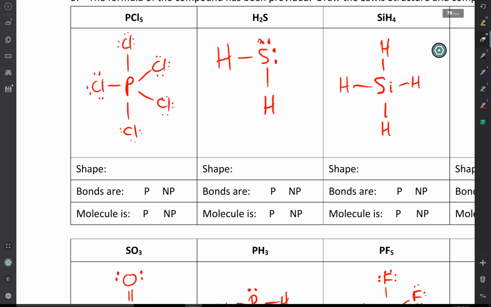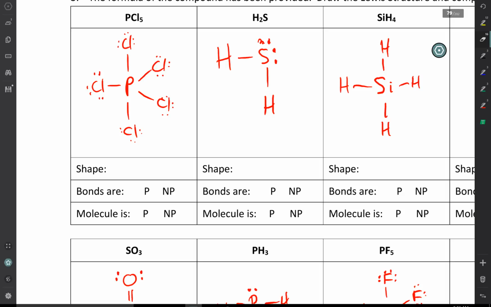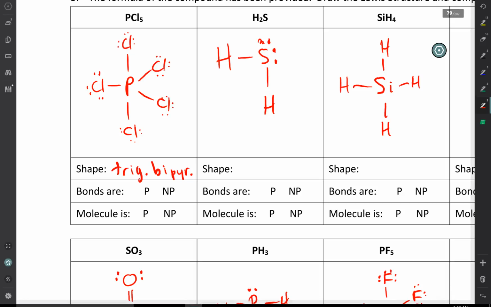So if I look at PCl5, I've got 5 atoms bonded to the central atom. I have no unshared pairs of electrons on the central atom. The only geometry that fits this build is trigonal bipyramidal. And feel free to abbreviate. I know I didn't leave you a whole lot of space.